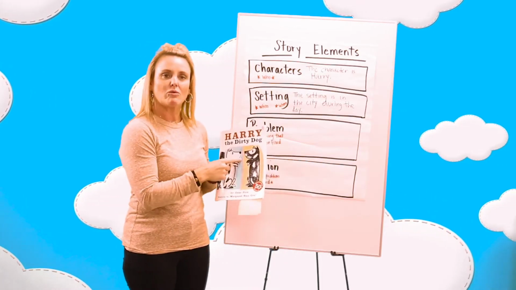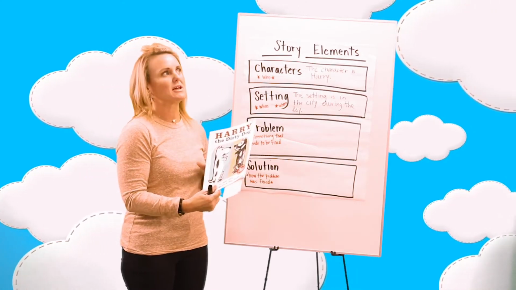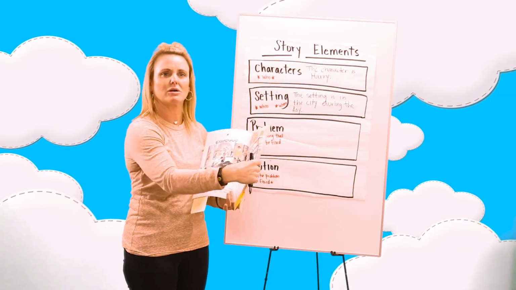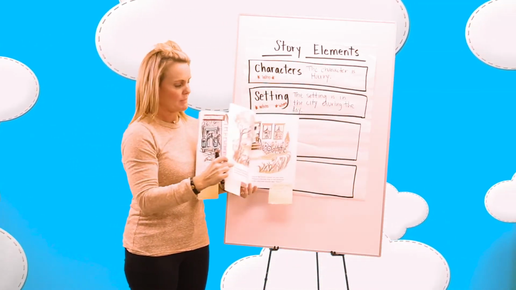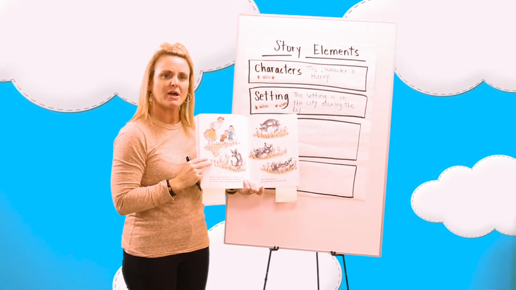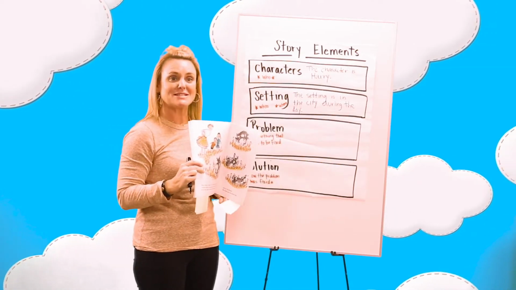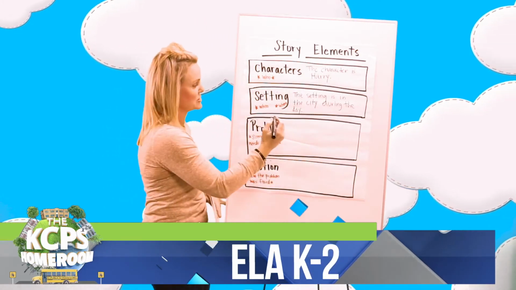What is something that went wrong in our story, Harry the Dirty Dog? Let's think for a minute. What was the problem in Harry the Dirty Dog? What ideas do you have? Oh, the problem is that Harry got dirty and his family didn't recognize him. Let's add that to our chart.